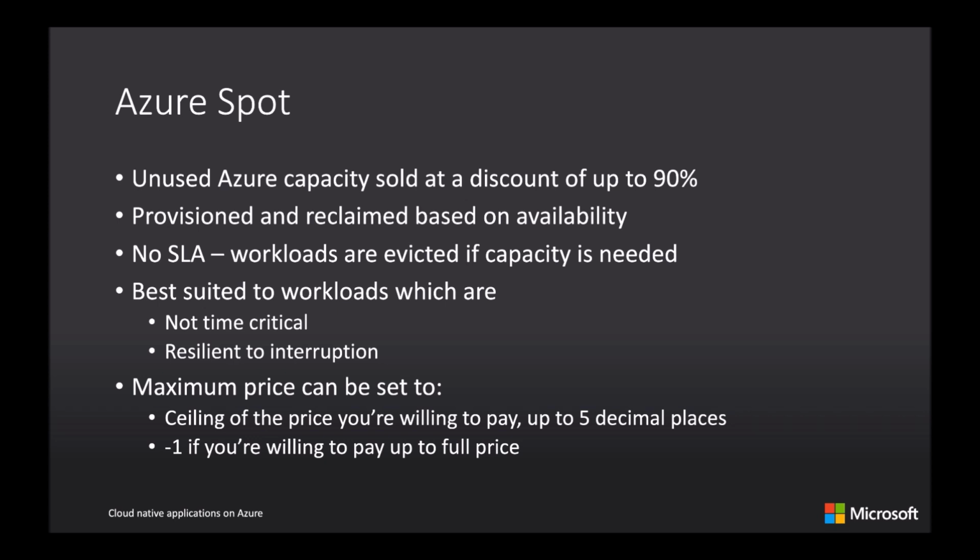This trade-off makes Azure Spot best suited to workloads which are not time critical and which are resilient to a short period of interruption. The price of Azure Spot for a given VM series changes periodically based on the demand for that type of compute within the region. As such, you have the opportunity to set a maximum price you're willing to pay for that compute. You can either set a discrete price, in which case your VMs will be evicted if the price rises above that point, or you can set the price to -1, which means that you're willing to go all the way up to the VM's pay-as-you-go price, in which case you will only be evicted if there is no Spot capacity remaining in the region. Now let's take a look at how you can consume Azure Spot in the context of AKS.